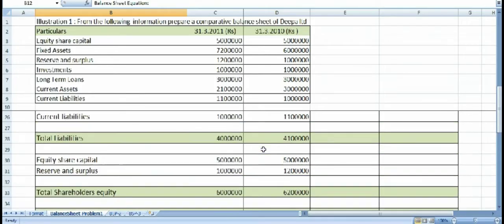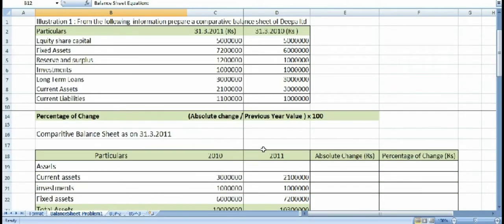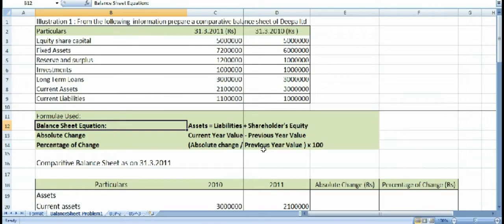Then we have to proceed with our problem. Only then can we do the calculation for the comparative balance sheet. The comparative balance sheet is based on a formula we are using. First we have to record the change, that is the absolute change. Absolute change is equal to the current year value minus the previous year value. The current year here is 2011, and the previous year is 2010.